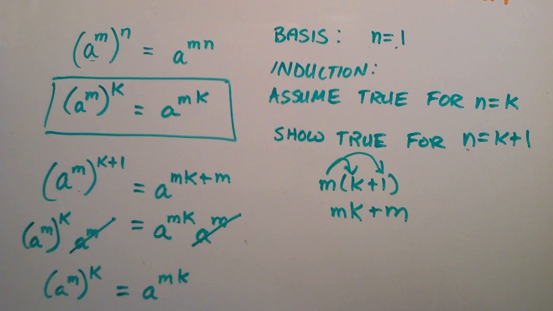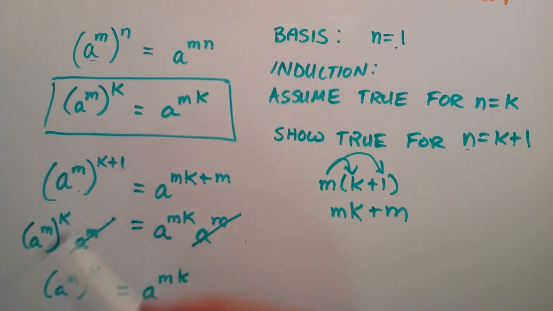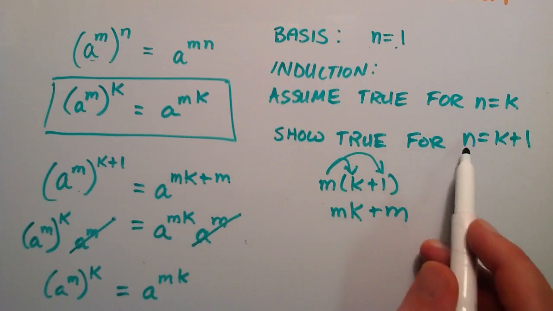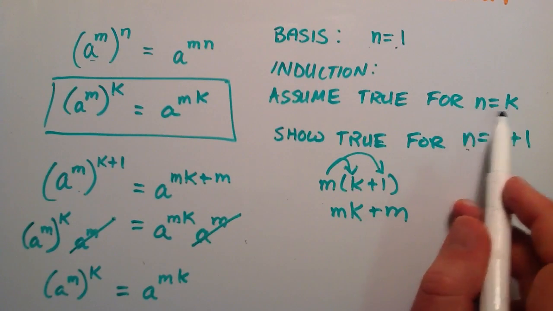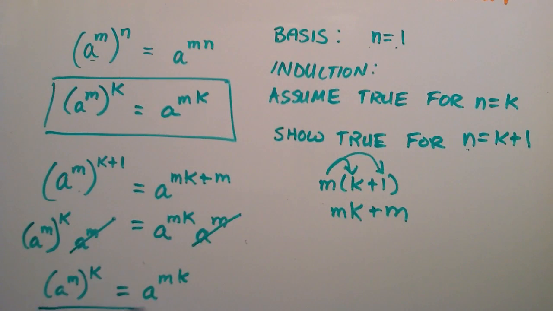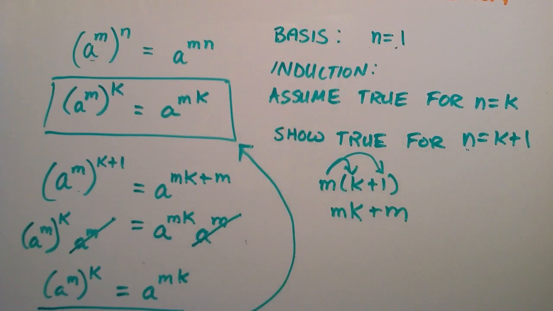It works for the basis case, we assume that it works for all cases, and then we just show that it works for the n equals k plus 1 case based off of the case where n is equal to k. So basically here, we're assuming this is a true statement. That's the same thing there, and we're done.